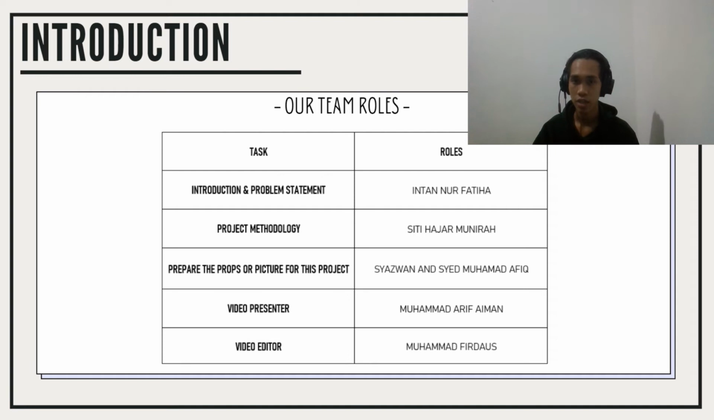So for task introduction and problem statement, the role was taken by Intan Fatihah. For project methodology task, the role was taken by Siti Haja Munirah. Next, prepare the props or pictures for the project. The role was taken by Shazwan and Syed Muhammad Afiq.